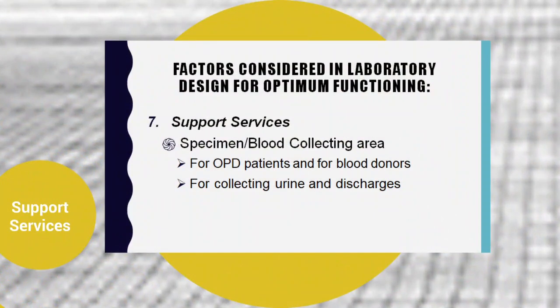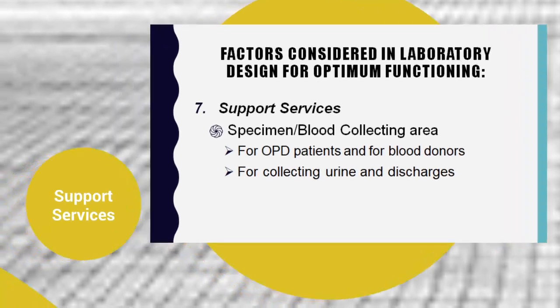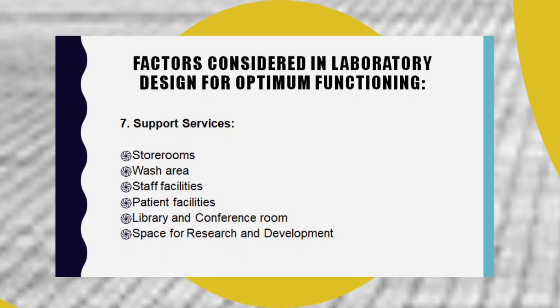And the last factor is the support services. This includes your specimen blood collecting area or your outpatient department, and for blood donors, for collecting urine and discharges. Other support services include your storerooms, wash area, staff facilities, patient facilities, library and conference room, and space for research and development that can affect the work situation in the lab.